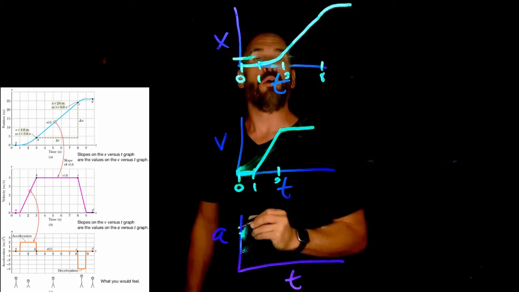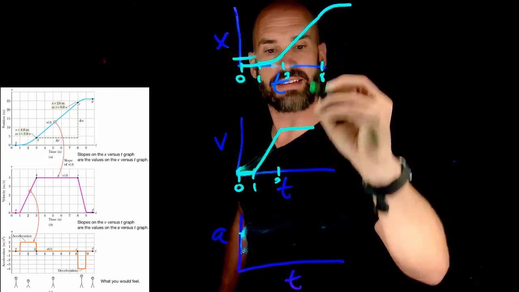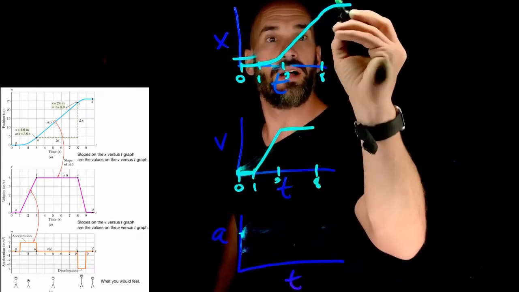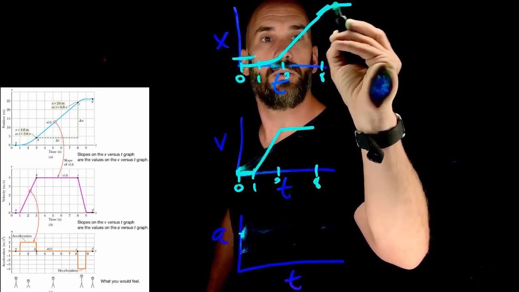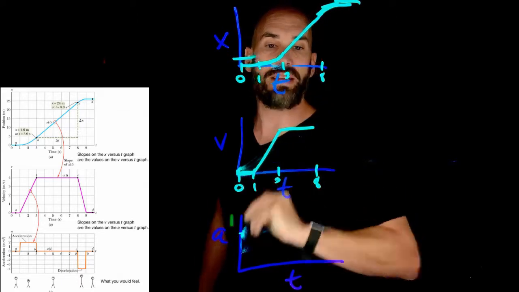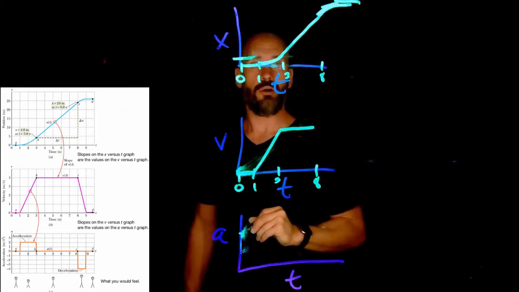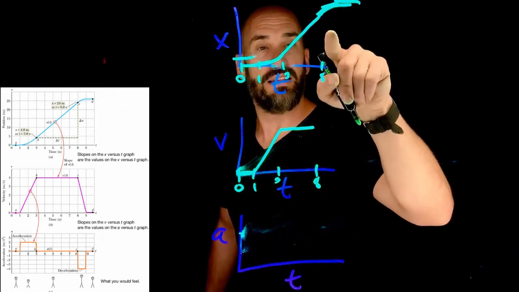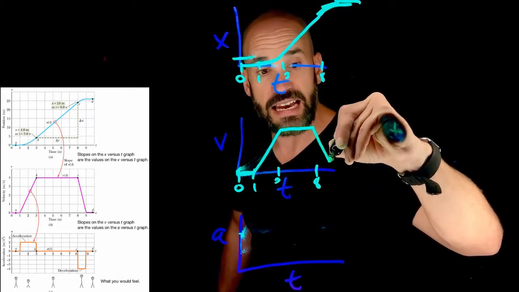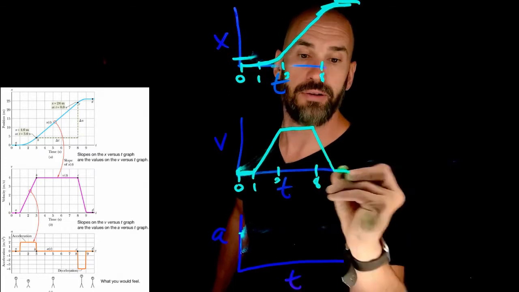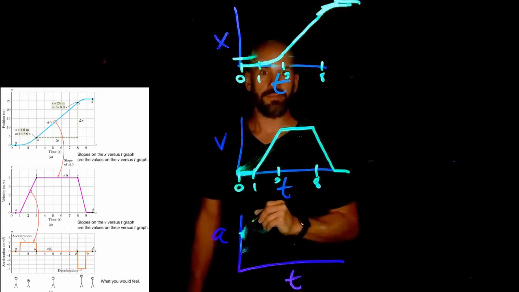Okay? Now, what happens here when we get past 8? Well, we have the slope getting less, less, less, all the way to 0. So in other words, the velocity should be getting less, less, less, all the way to 0. So the velocity is going down. It's not negative, but it is going down, all the way to 0.